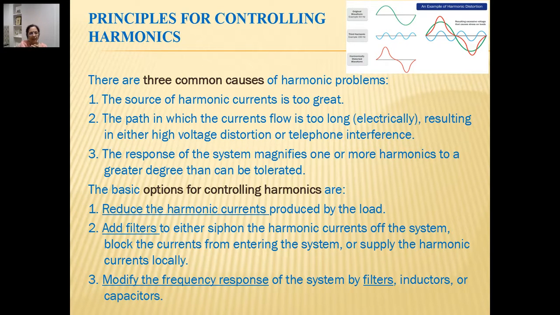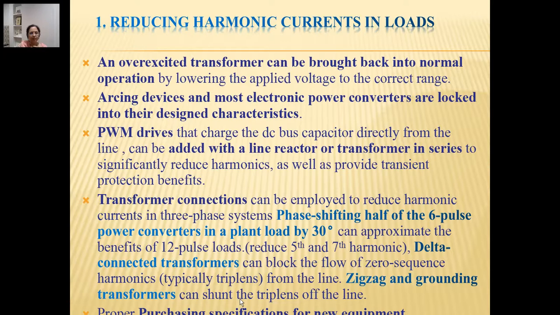Now, the basic options for controlling these harmonics. There are 3 ways. We can reduce the harmonic currents produced by the load. We can have filters added to siphon the harmonic currents off the system, block the currents from entering the system, or supply the harmonic currents locally. So there are 3 different ways of either diverting the currents away, blocking them from entering the system, or supplying the harmonic currents locally. And the third way is to modify the frequency response of the system by filters, inductors or capacitors. So these are the 3 principles of controlling harmonics.